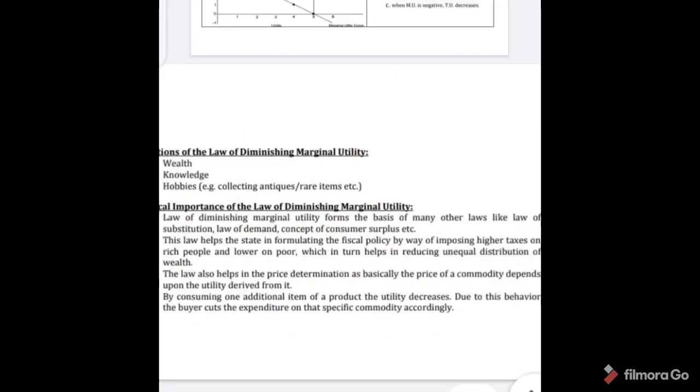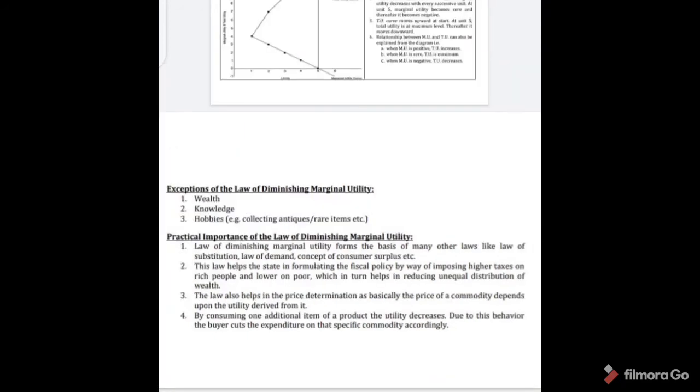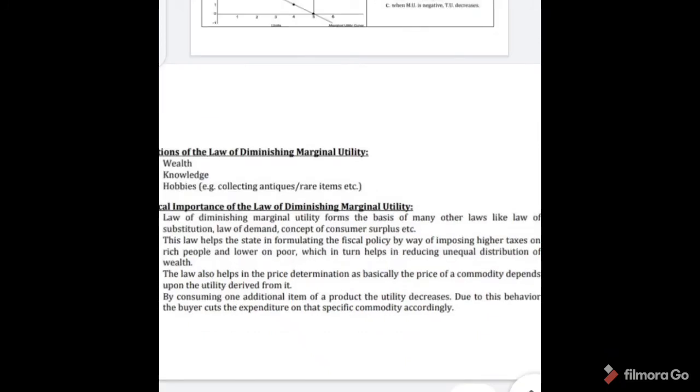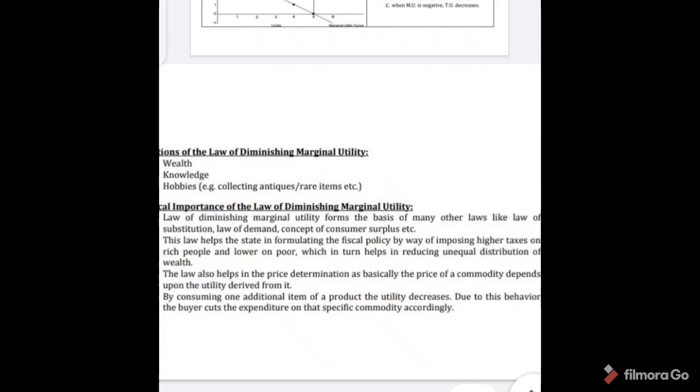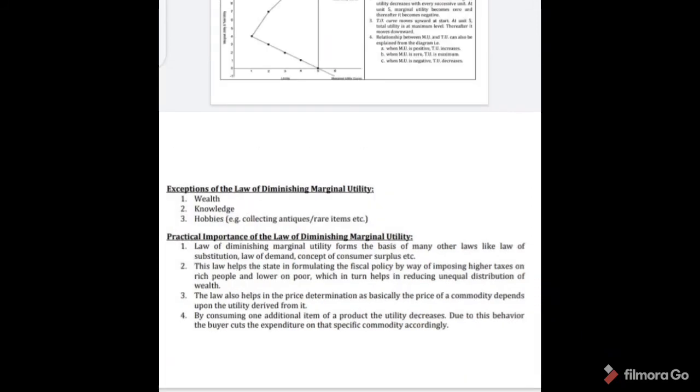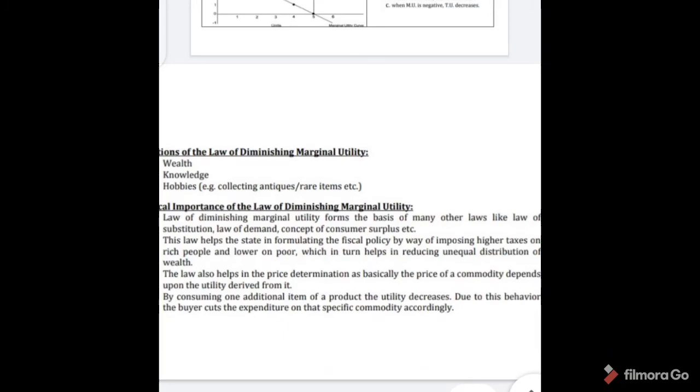Number 3 is hobbies. Example, collecting antiques, rare items, etc. Some of the people are fond of collecting antiques and they have hobbies of collecting anything like coins, ornaments, paintings, postage stamps, etc.